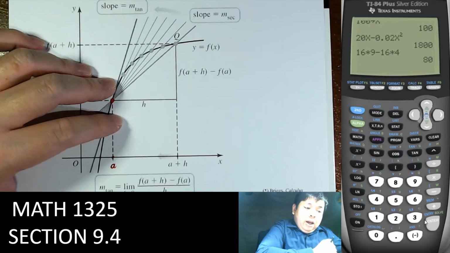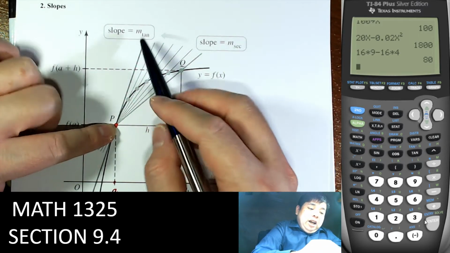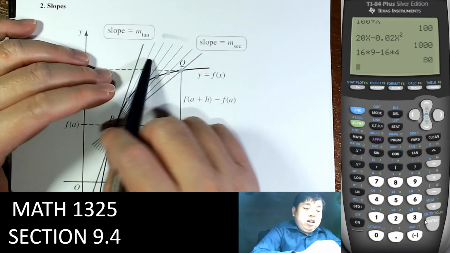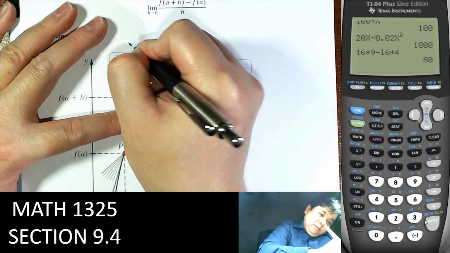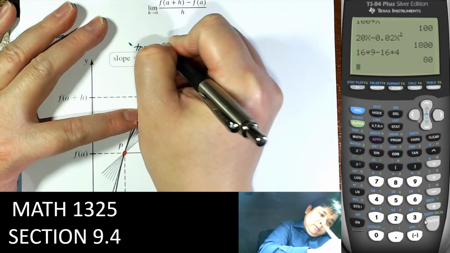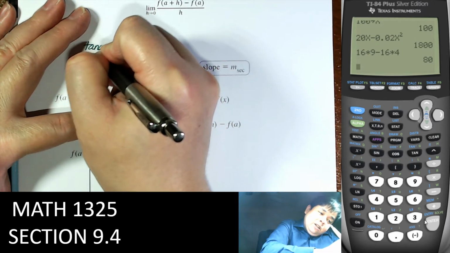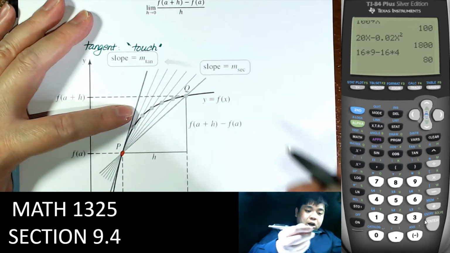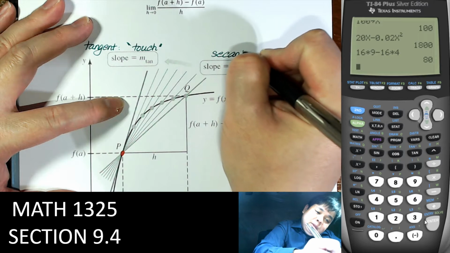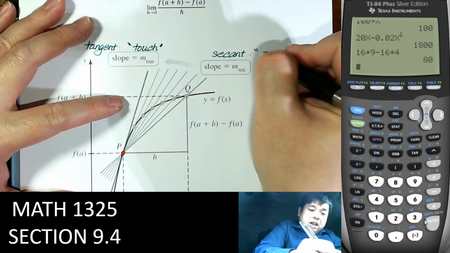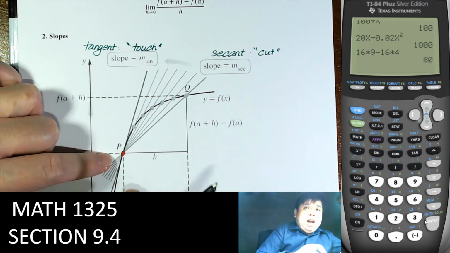And again, we talk about if we have 2 points, we have the secant line, and if we have just 1 point, that is the tangent line. The tangent line is the line that touches the curve, and the secant line, tangent means to touch, and the secant means it cuts. It cuts at 2 points. When it touches, it will be at 1 point.